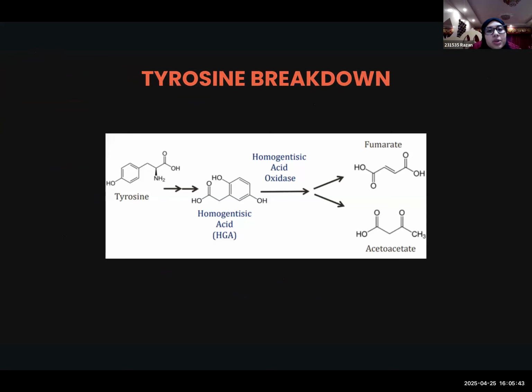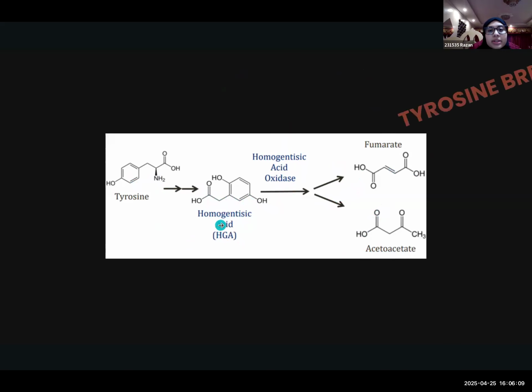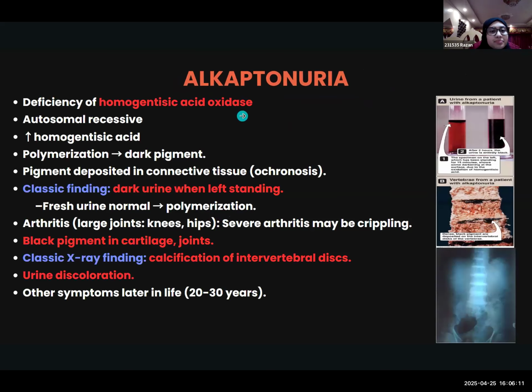Okay, here we come to tyrosine breakdown. We have the tyrosine here. It's already in the body. It's going to be degraded into homogentisic acid. Then this homogentisic acid is going to be degraded into fumarate and acetoacetate using the enzyme homogentisic acid oxidase. So let's say now we have a deficiency in this enzyme. This metabolite would accumulate and lead to alkaptonuria.